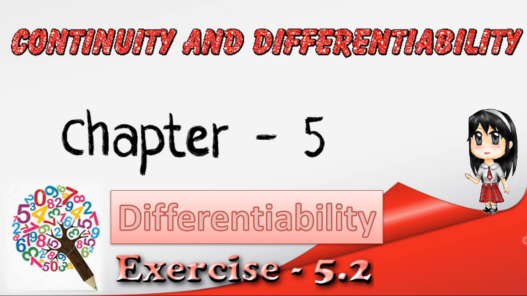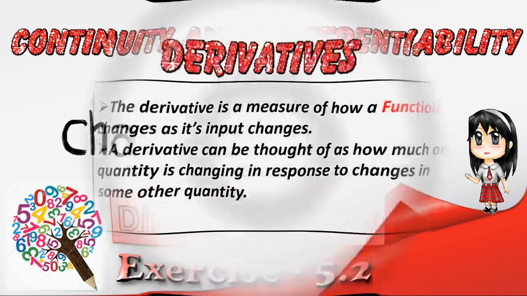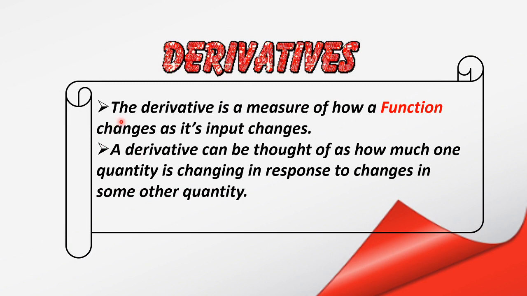We were doing chapter number 5, continuity and differentiability. So in today's lecture, let's understand the concept of differentiability and then we will discuss few questions of exercise 5.2. What is the meaning of derivative? The derivative is a measure of how a function changes as its input changes. A derivative can be thought of as how much one quantity is changing in response to changes in some other quantity.